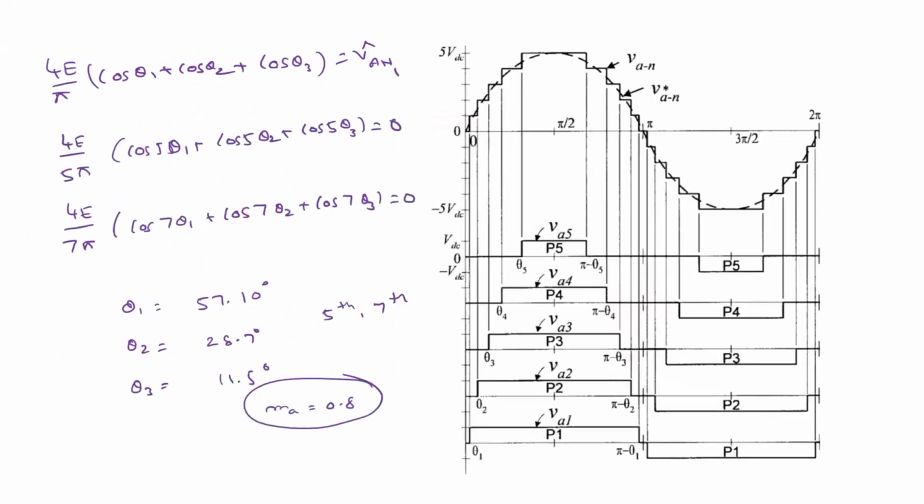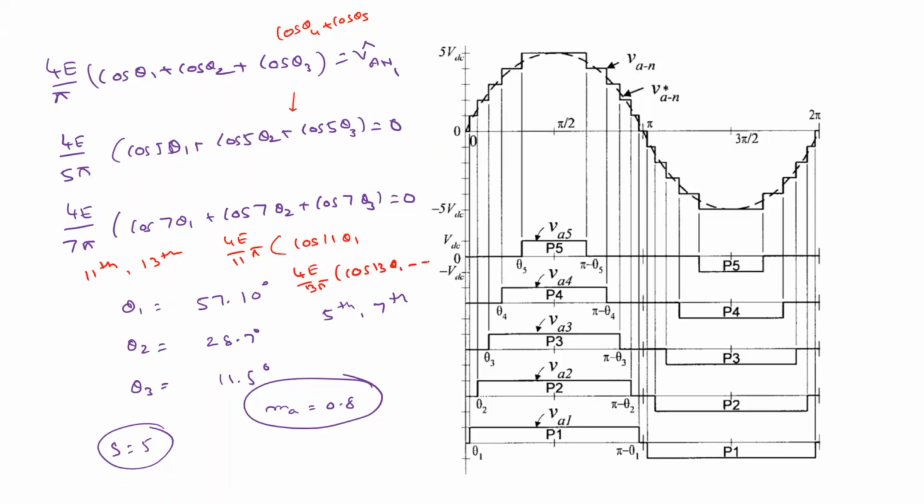Similarly, if you have S equal to 5, that means 5 H-bridges are there. What is the additional thing you will get? In addition, you will get cos theta 4 plus cos theta 5. So for all these, cos theta 4 and theta 5 terms will be there. If you want to eliminate the 11th order and 13th order harmonics also, we have two more equations: 4E by 11 pi into cos 11 theta 1, and similarly 4E by 13 pi into cos 13 theta 1, and so on.